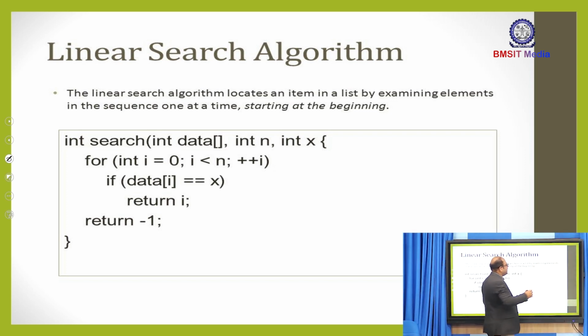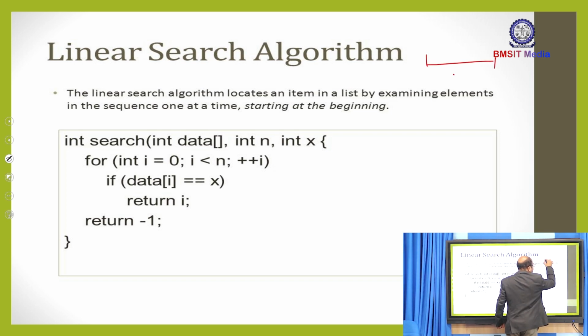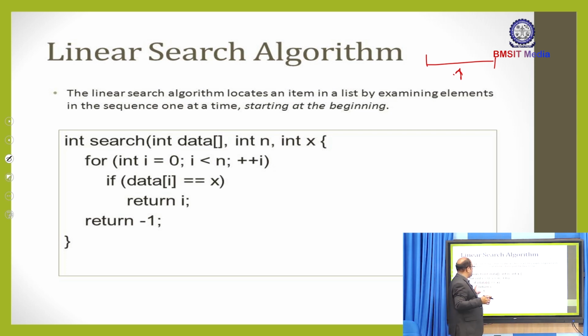In linear search, we have a set of elements, and out of this set we are going to find whether the key element is found or not. For i equal to 0, data of i is the array, n is the integer variable and x is the key value. I am going to check from 0 to n whether my key element is found or not, that is, whether data of i is equal to the key x.